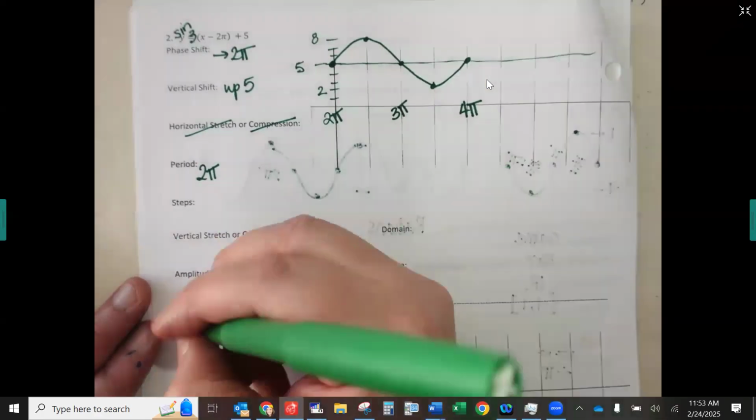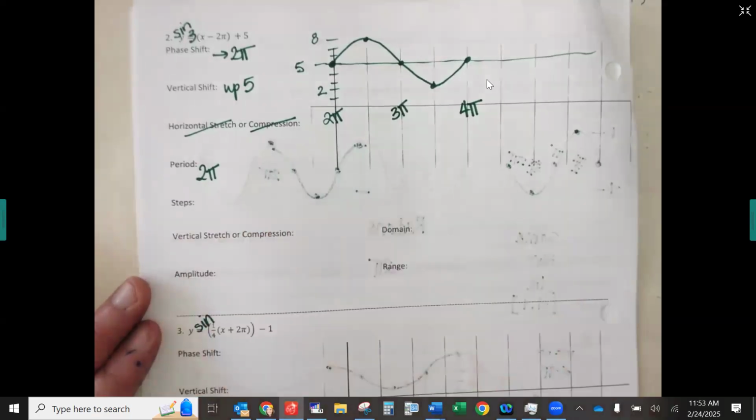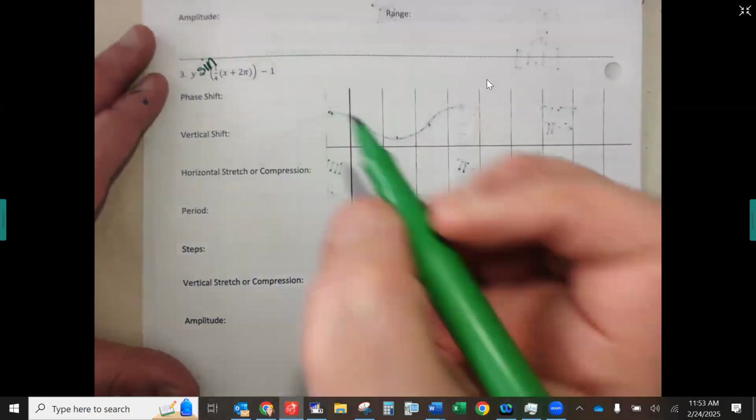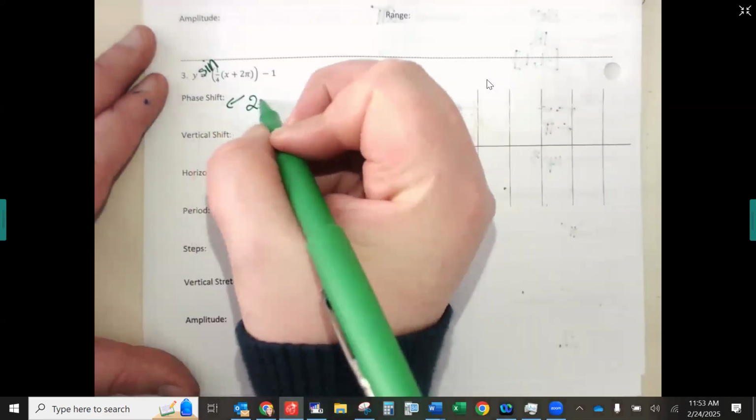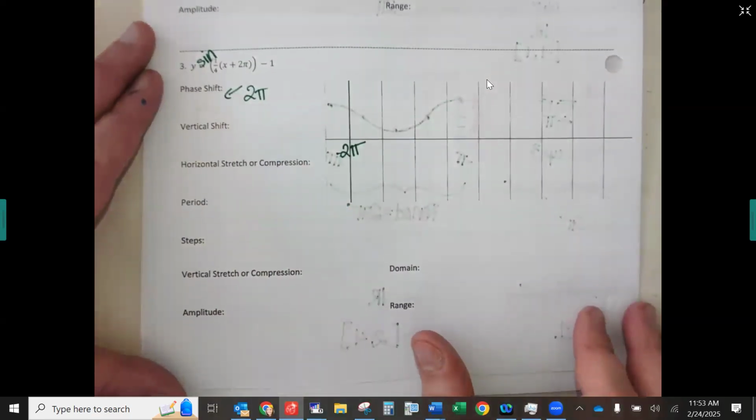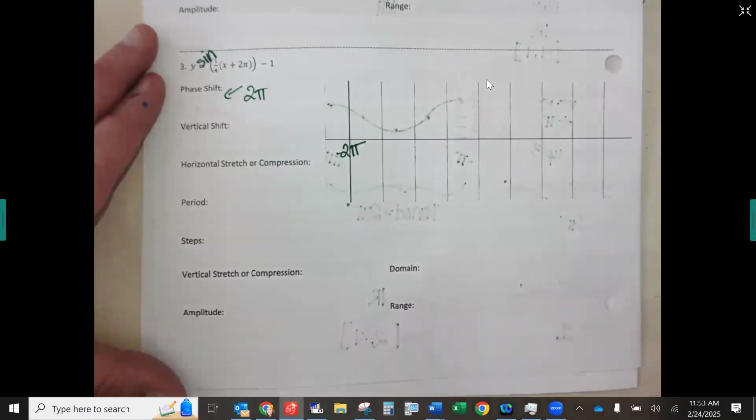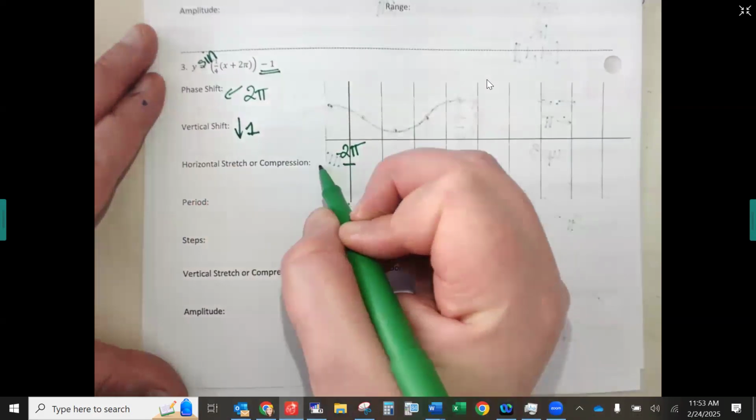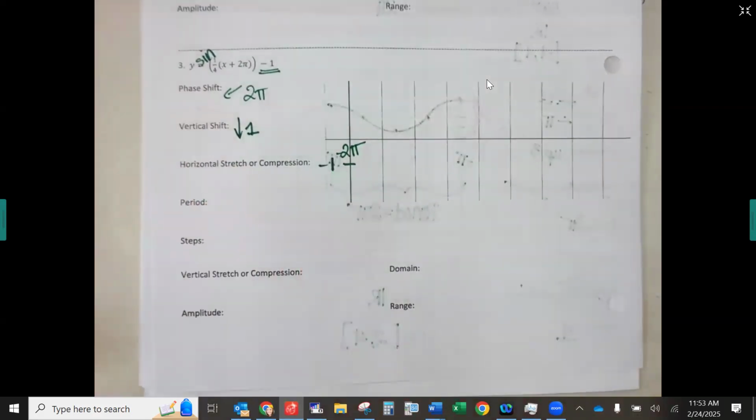Okay, let's make this one a sine again since it doesn't say. I have a plus 2 pi. Which way are we going? To the left. So we're going to the left. 2 pi makes this a minus 2 pi. Are we going up or down? Down how many? Down 1. So that'd be a negative 1 right here. That's my center line.